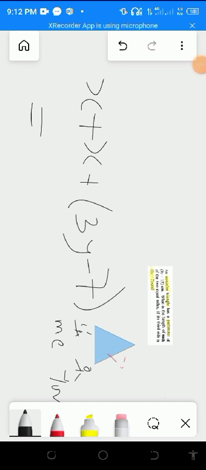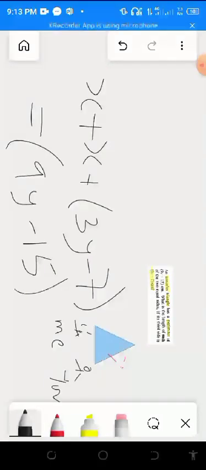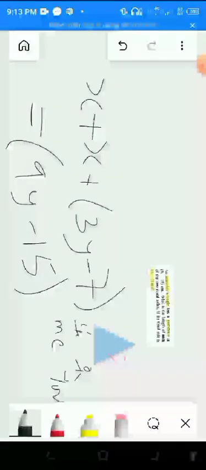If you have the expression like this, that's x plus x plus 3y minus 7, you know that these are the three dimensions. Everything is going to be equal to the merry-go-round, that is 9y minus 15. So the question is, why are we equating it to 9y minus 15? That is the point here. Because if I walk throughout the whole journey here, that is what I'm going to have.